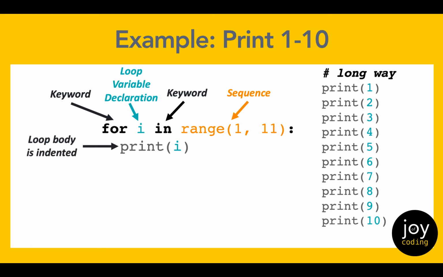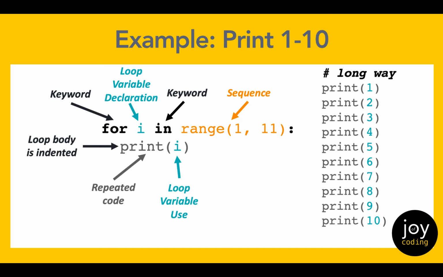Next, we have our loop body. This is indented. So every line that you want repeated is going to be indented under the for line. Then we have our repeated code. In this case, if we looked at the long way, the code that's being repeated is our call to the print function. So that's what's going inside our for loop. But instead of the numbers 1 through 10, we get to use our loop variable.